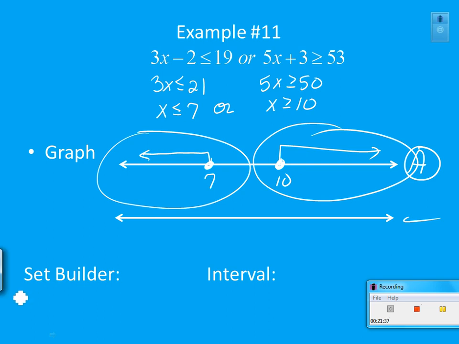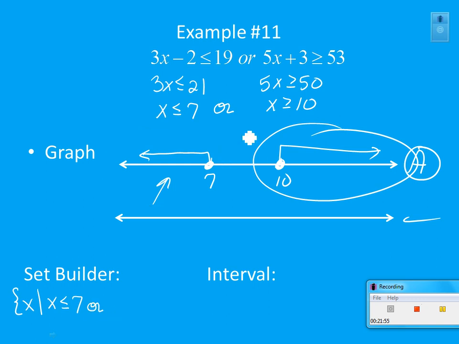So set builder notation. The set of all numbers x such that, let me list this piece here. Notice it's all the numbers less than 7. So to say that, I'm going to say x is less than or equal to 7. And then the word OR. Now let me come and get the other side. All the numbers more than 10. Well, x is greater than or equal to 10. So there's that part of it.